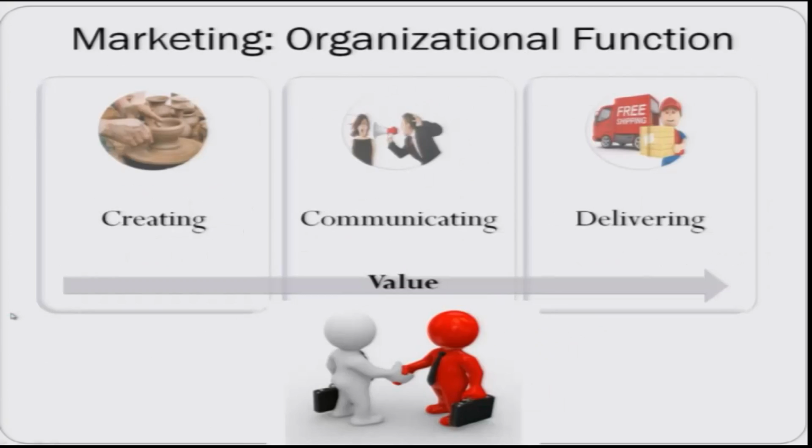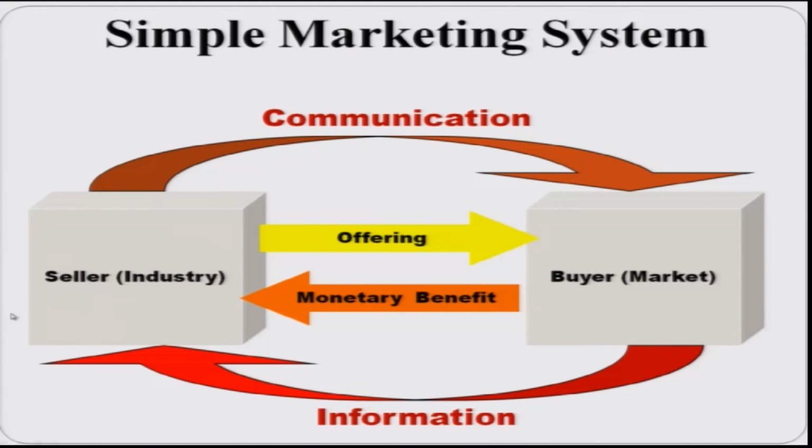So, this basically defines a marketing system which consists of the seller and the buyer. There is an exchange of value in terms of the product or service offered by the seller, and then monetary benefits come back from the customer side. One more loop on the top is that sellers communicate about their offering to the buyers, and the loop is closed by information flowing back and forth from the customer side to the seller.